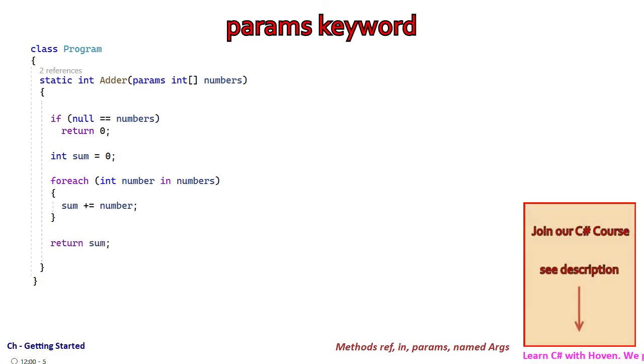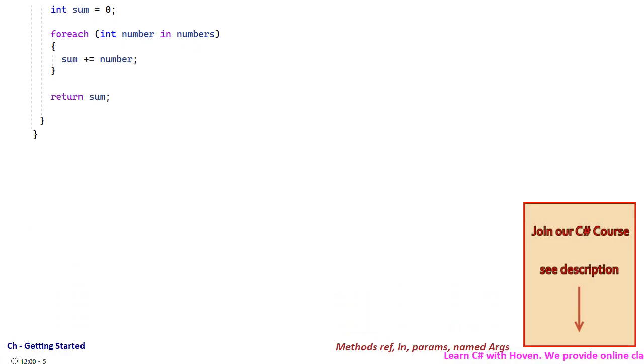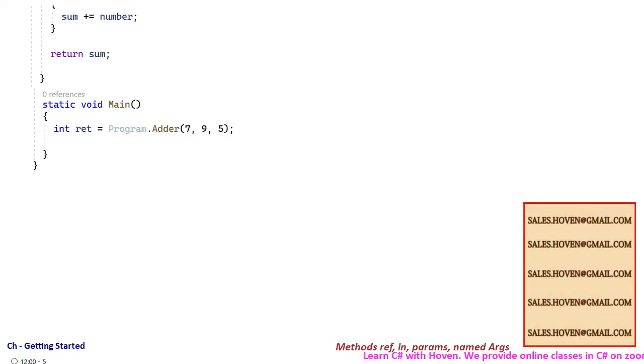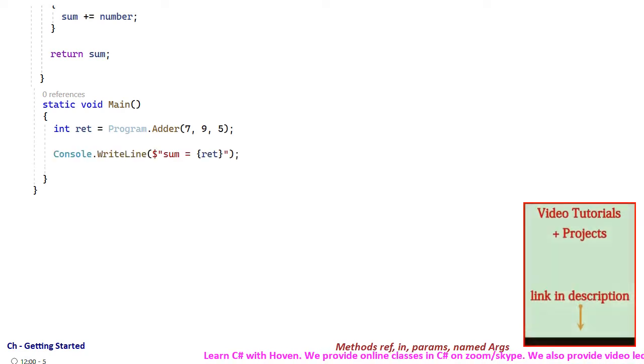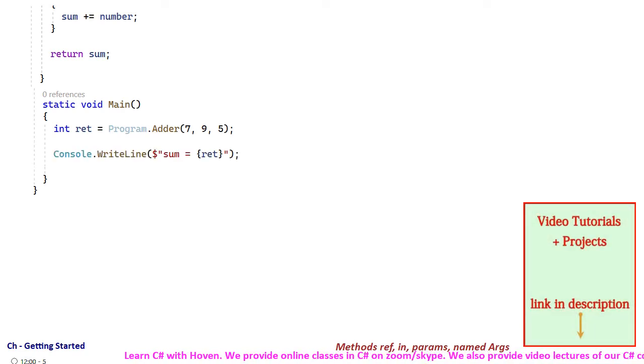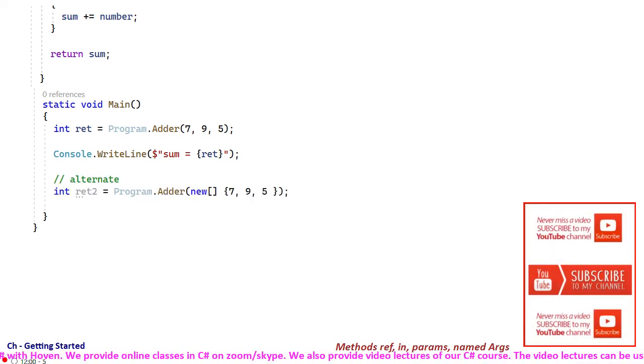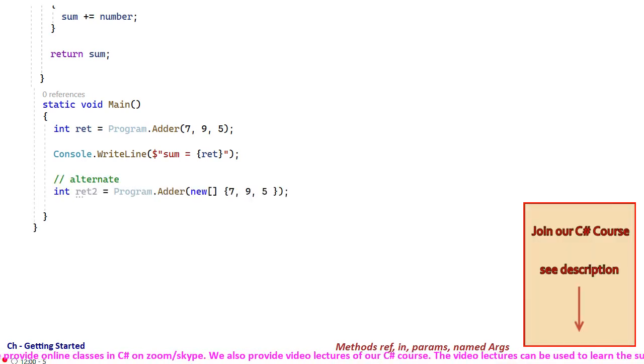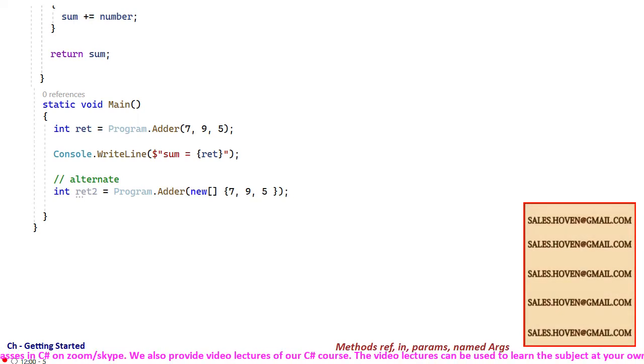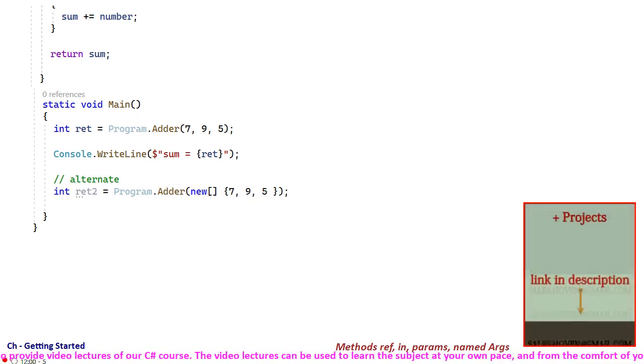Next we have the main function. The adder function is called by passing 3 numbers and the sum is stored in a variable. Finally, the sum is printed using the Console.WriteLine function. We have also added a statement to show an alternate way of passing multiple arguments by using the new keyword in an array-like syntax. You can take note of it.